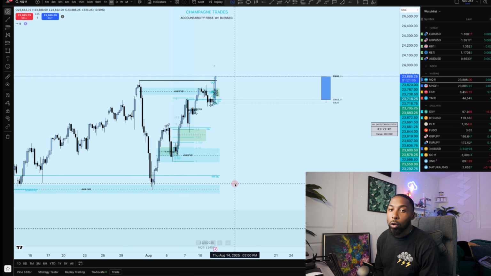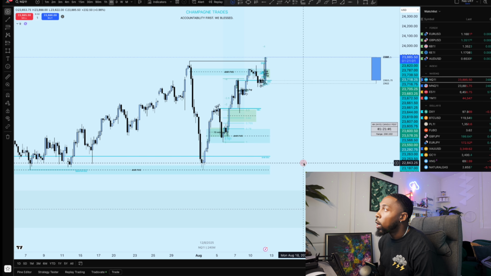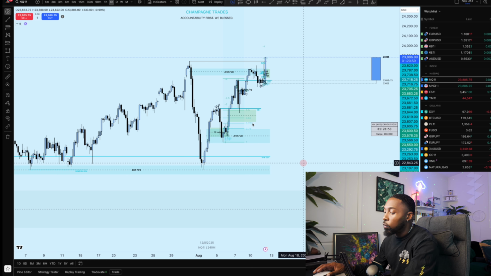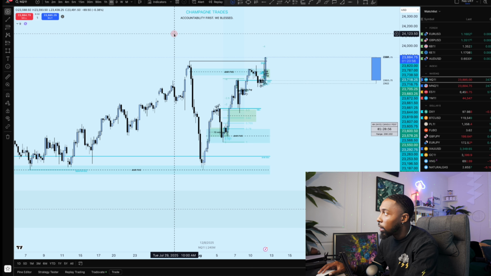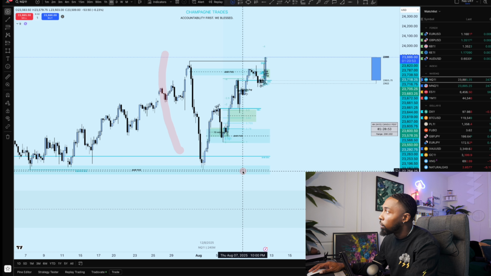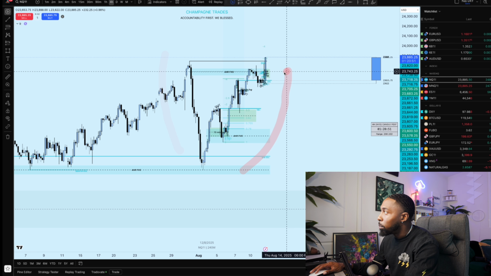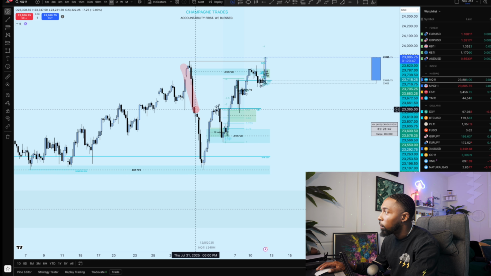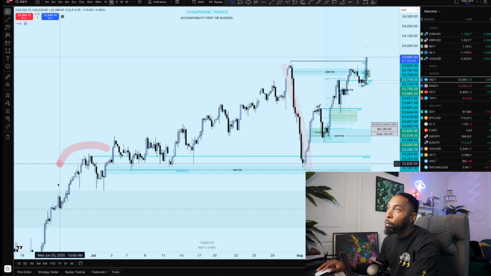All right, so here we are on a higher time frame. We're on a 4-hour chart, and you can see, if you're just looking at the NASDAQ, that price had this market maker buy model, right? There's a sell side of curve, there's a buy side of curve. Price basically just came down into this key level, which is a 4-hour order block right here.